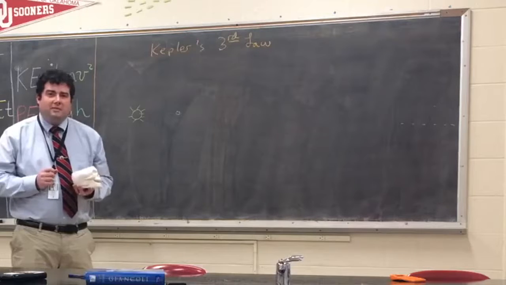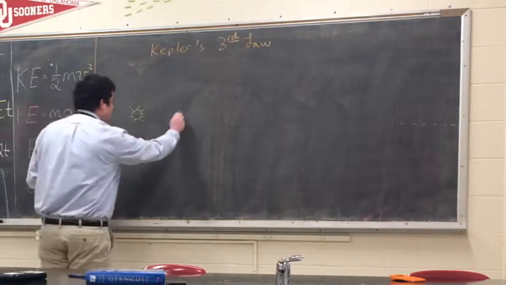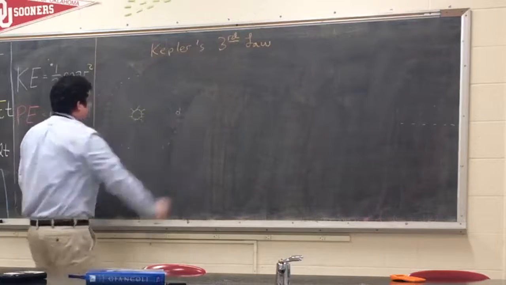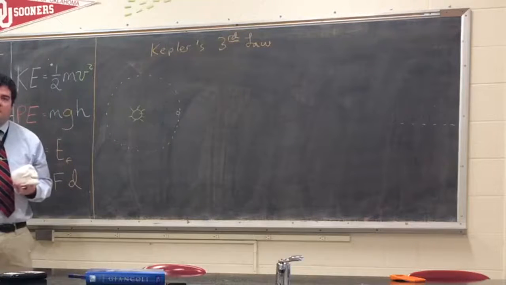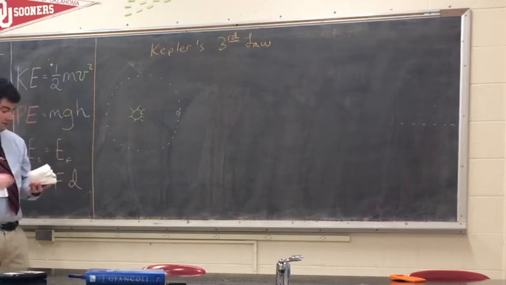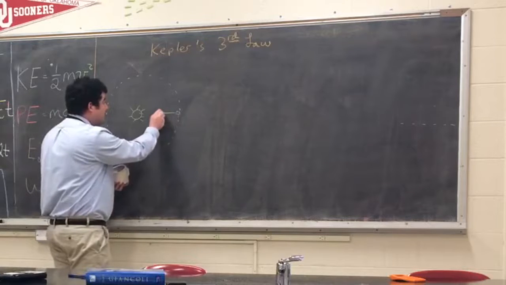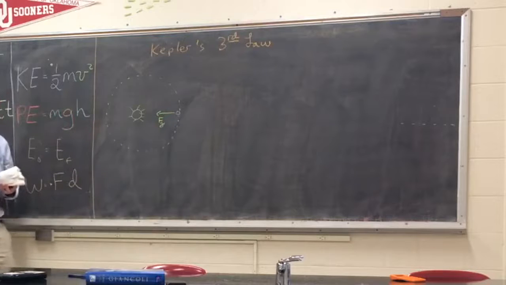In this class, we're going to limit ourselves to the special case of circular orbits. The Earth's motion around the sun is not quite a circle, although our ellipse is pretty close to circular, so we can get a good idea of how Kepler's third law works by pretending it's a circle. We've got the Earth orbiting the sun. We know there's a force of gravity acting inwards, and that's our only centripetal force.